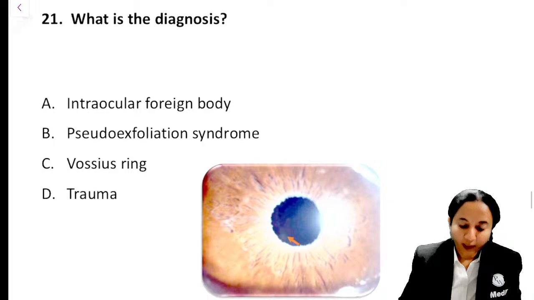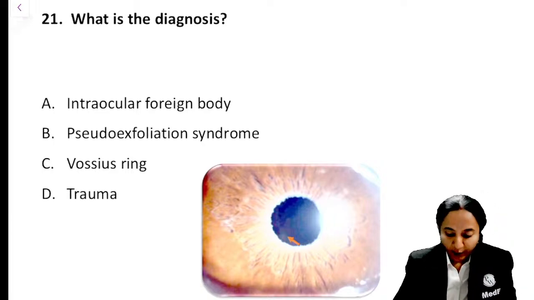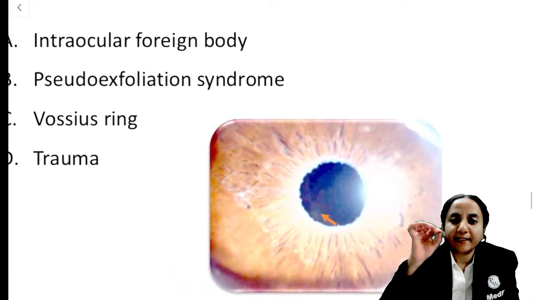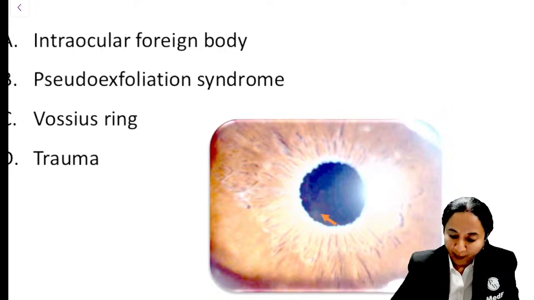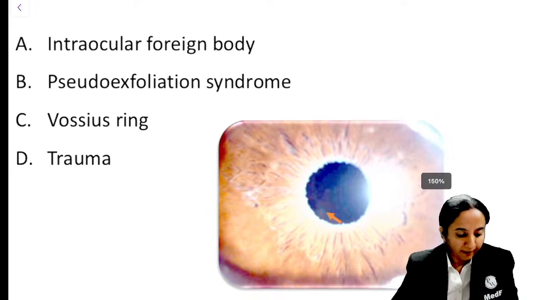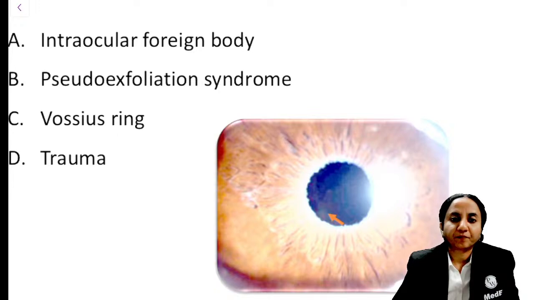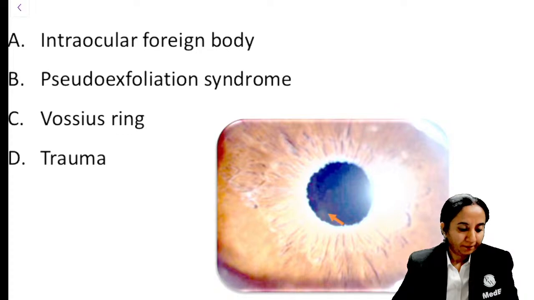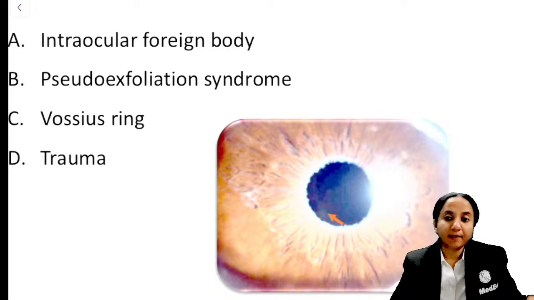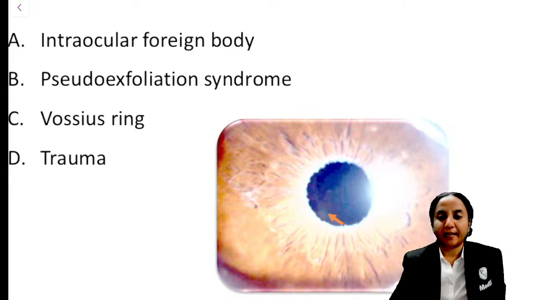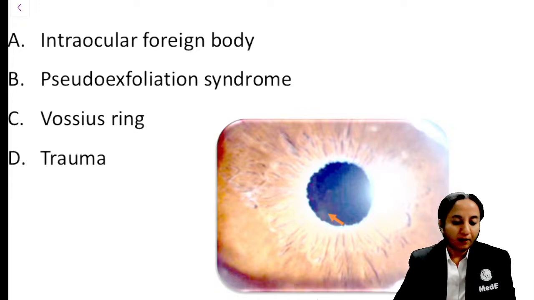Yes. What is the diagnosis here? Again, an image-based question. So see, there are some whitish things that you see at the pupillary margin. What is this? What are these whitish things that we can see at the margin of the pupil? What is the diagnosis? It's a typical image-based question, but there are a couple of things I want to discuss from this also.